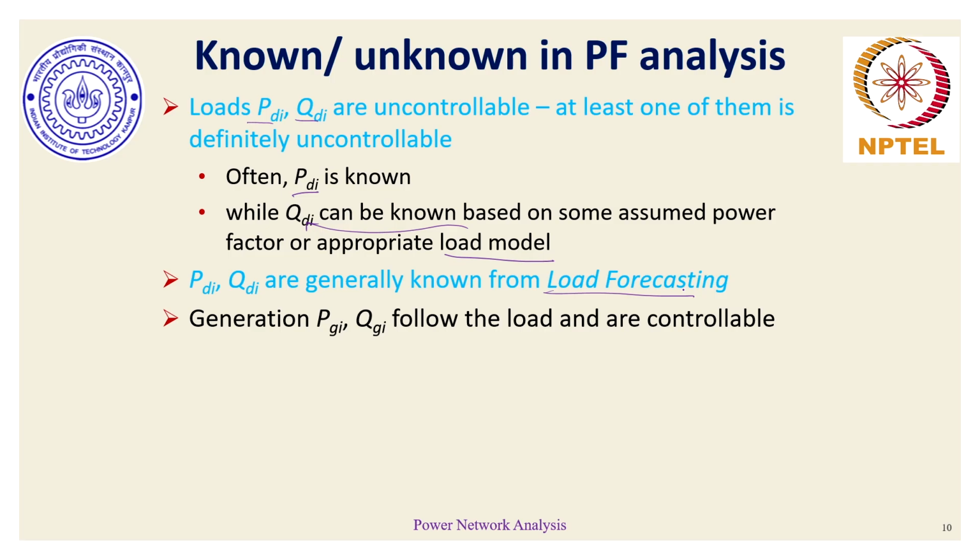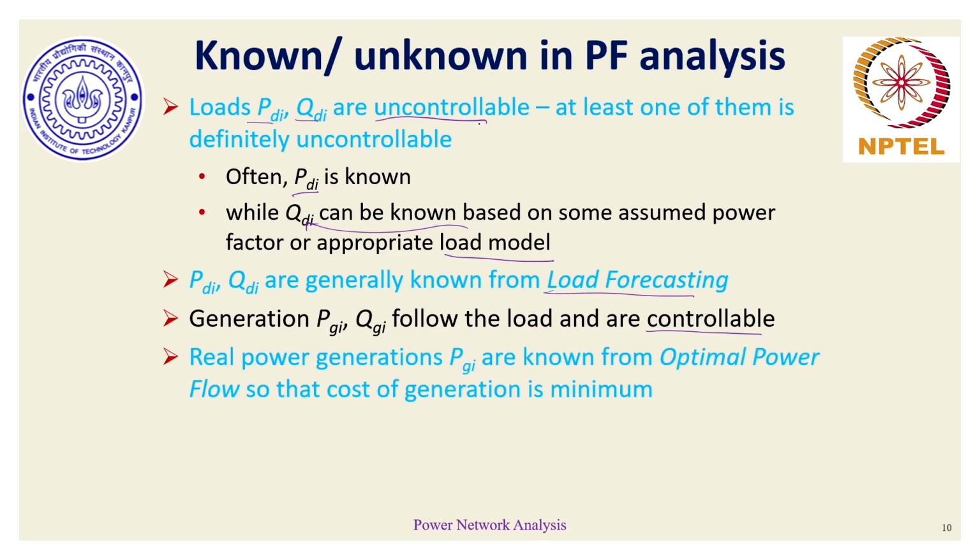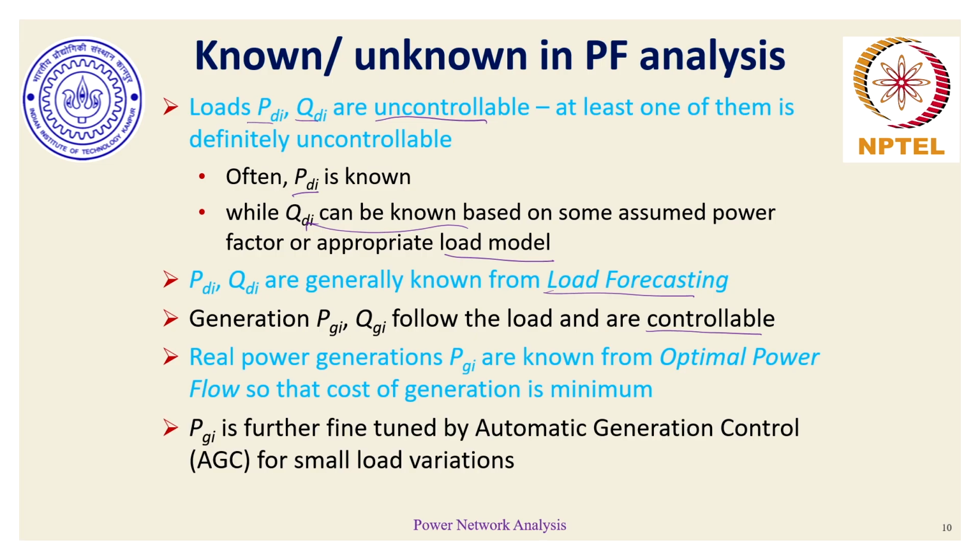And our generations tend to follow this load because the purpose of generation is to meet the power demand. So if load is known from forecasting, generations also have to follow this load, and hence they are called controllable quantities, whereas load is called an uncontrollable quantity. PGi is usually known from the economic dispatch problem which we discussed in the previous lecture, so that the cost of real power generation is as minimum as possible.